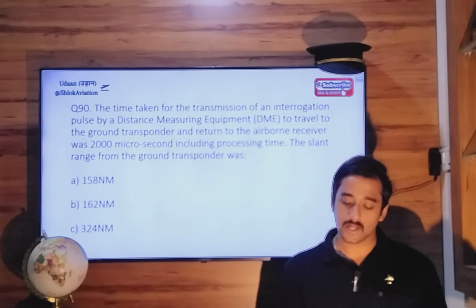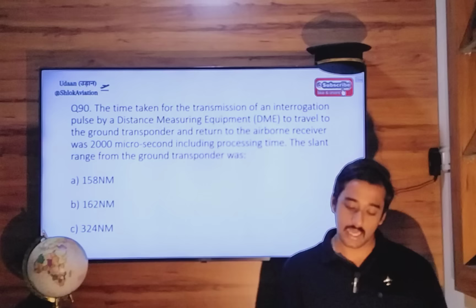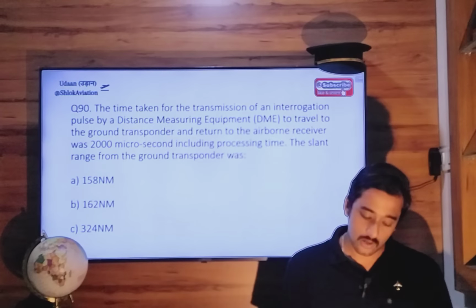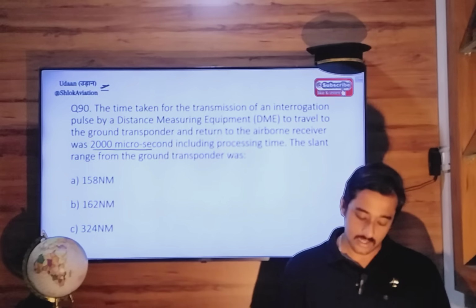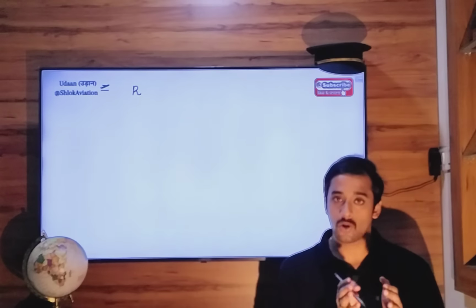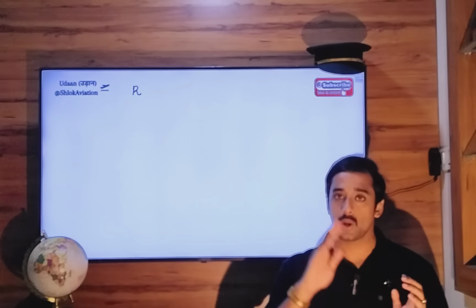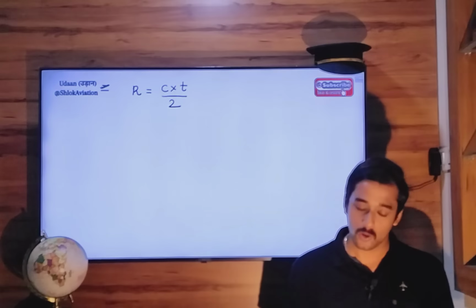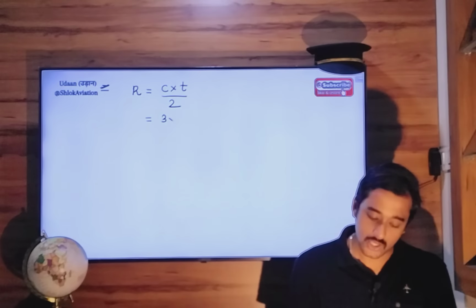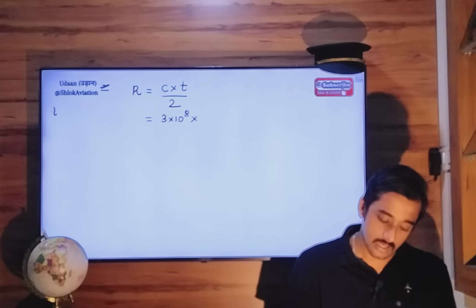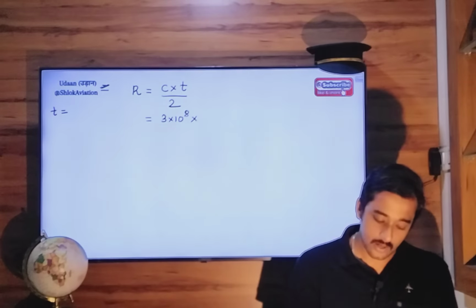The time taken for the transmission of an interrogation pulse by a DME to travel to the ground and return is 2000 microseconds. What is the slant range? So the range from ground station to aircraft, one way distance, is equal to speed of light into time divided by 2. So 3 into 10 raised to 8 multiplied by time. Now here the time taken is 2000 microseconds.